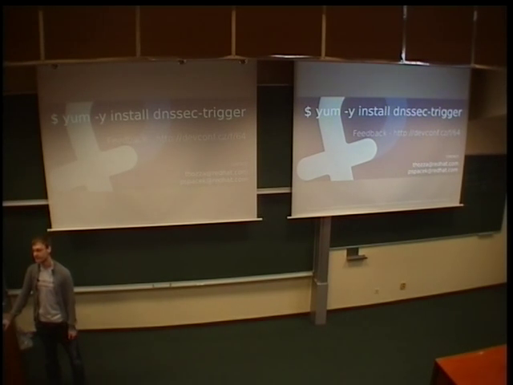You said Unbound caches the responses. Yeah. And it uses classical TTL values. Sure. It uses the TTL values from DNS. So those cached records are deleted after the time to live of the cached record expires.